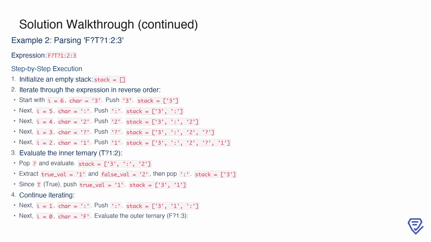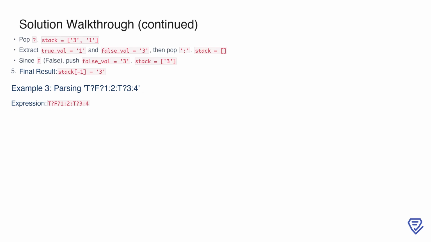Continuing, we encounter colon and finally f, which signals the need to evaluate the outer ternary f1 3. We proceed to evaluate f1 3 by popping question mark, extracting 1 as the true value and 3 as the false value, and removing colon. Since f is false, we push the false value, 3, onto the stack. The final result of this expression is the top of the stack, which is 3.